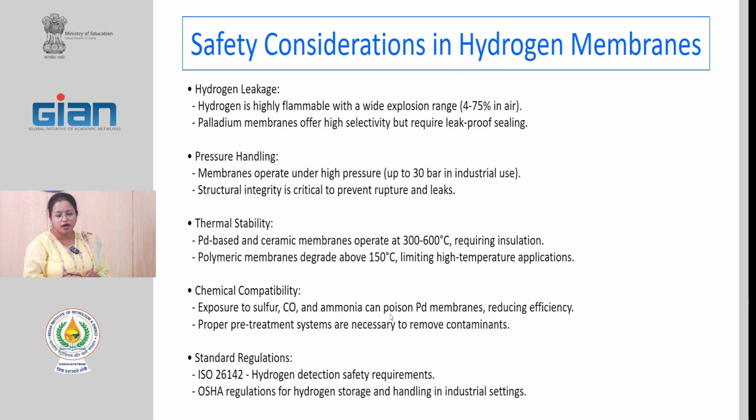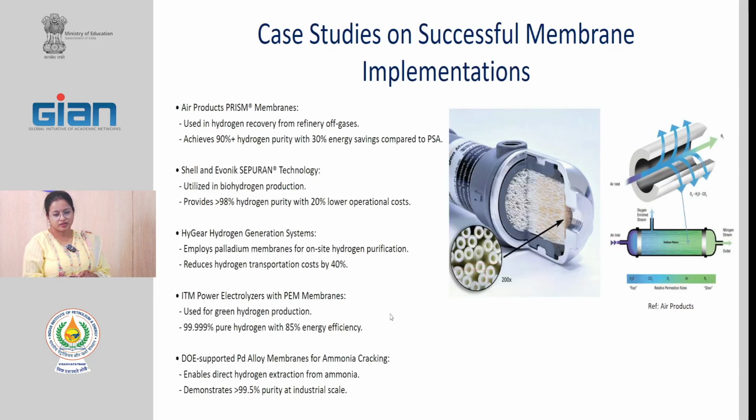Thermal stability: for ceramic membranes, their TG value should be very high so that they can be stable at 300 to 600 degrees centigrade. It should not lose its mass under sulfur and CO concentration. These are the standard regulations for the safety consideration in this case.